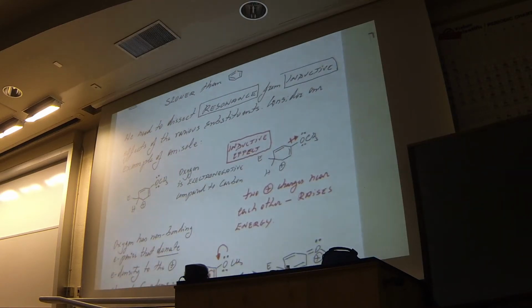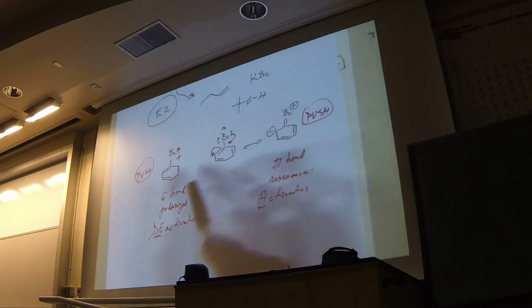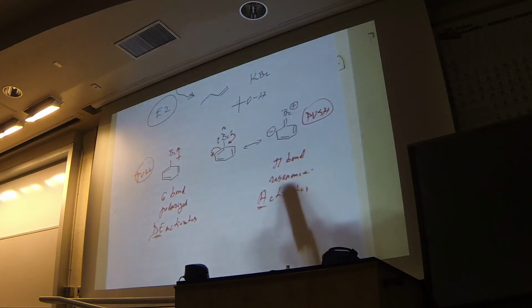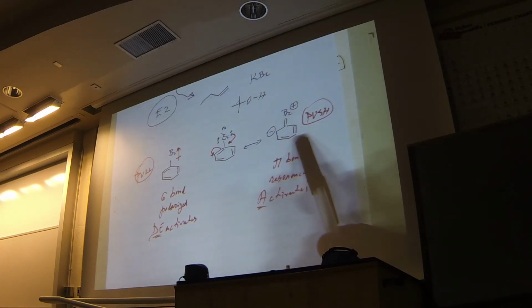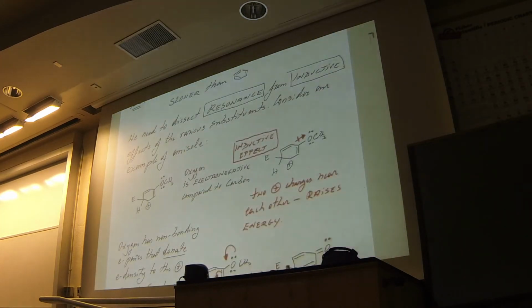I've already done that with this example. Here I tried to dissect the inductive effect, which is the pull, from the resonance effect, which is the push. Inductive effects operate through sigma bonds. Resonance effects operate through pi bonds. Resonance effects are usually stronger than inductive effects, and operate over greater distances. Inductive effects are fairly short range.